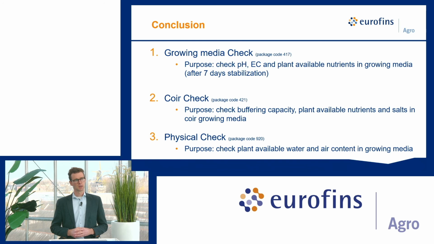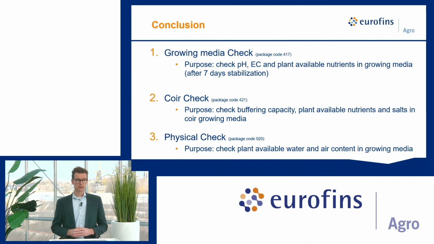So the conclusion, there are several methods to check the quality of newly produced substrates. The growing media check, with the purpose to check the pH, EC, and plant available nutrients in growing media after 7 days stabilization. The second one, the coir check, with the purpose to check the buffering capacity, plant available nutrients and salts in coir growing media. The third one, the physical check, with the purpose to check plant available water and air content in growing media.